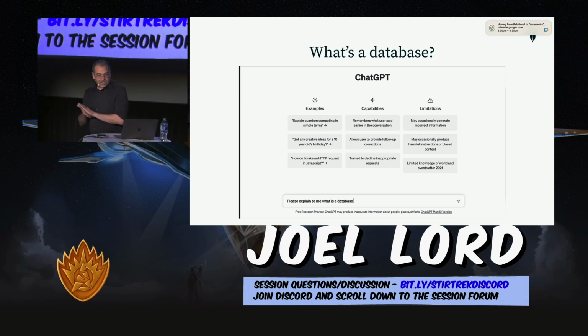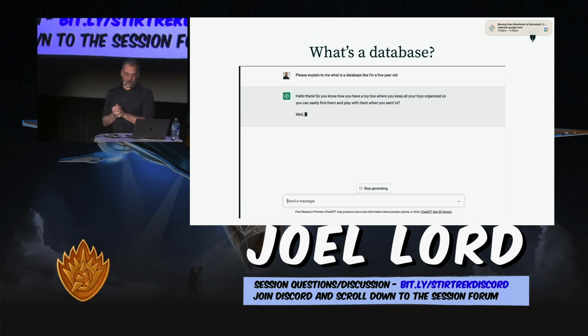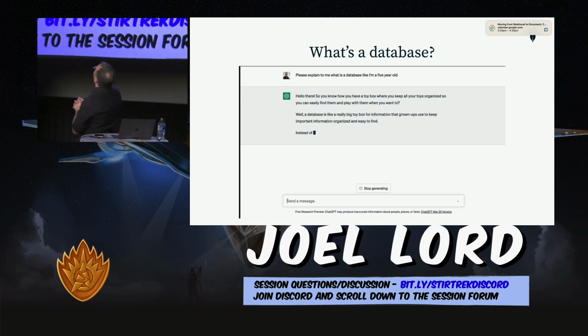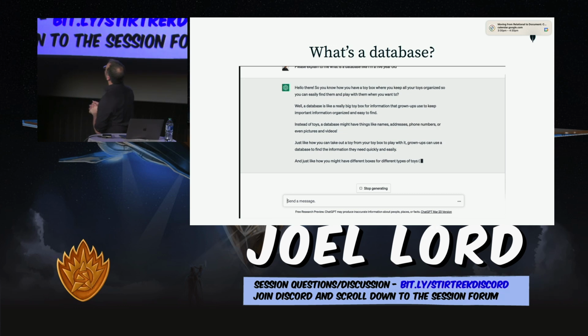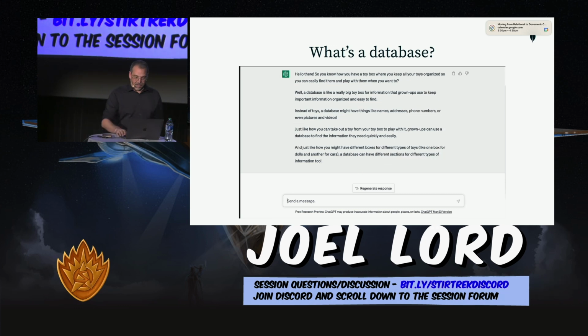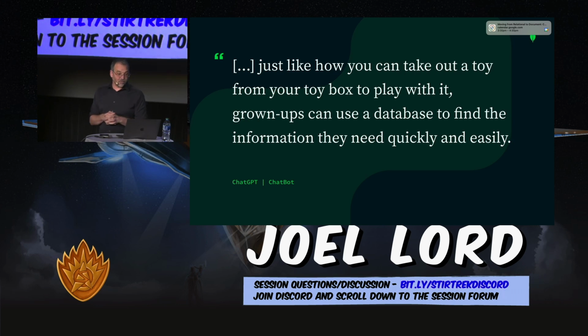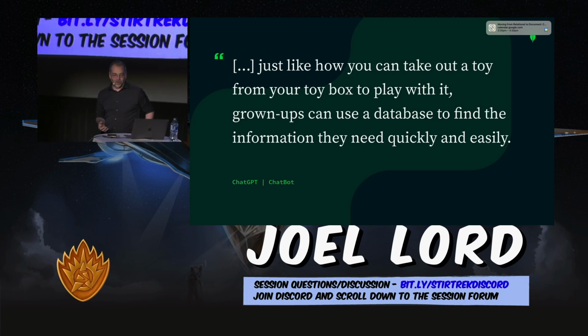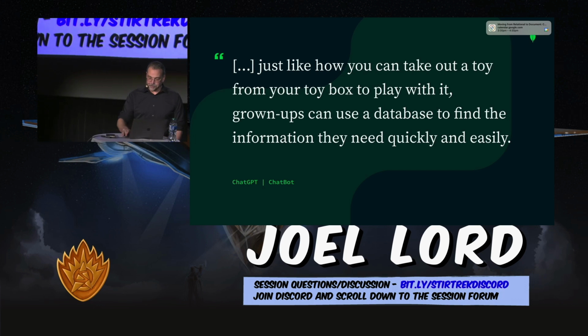Of course, we need something with ChatGPT. So I've asked ChatGPT, what is a database? Please explain it to me like I'm a 5-year-old, which was actually interesting. A database is a really big toy box for information that grown-ups use to store important information. I thought that was interesting. And just like you can take out a toy from your toy box to play with, grown-ups can use a database to find information quickly and easily. And that's the important part here: we need access to that information in a way that is quick and easy. So that's kind of what I'll try to show today.